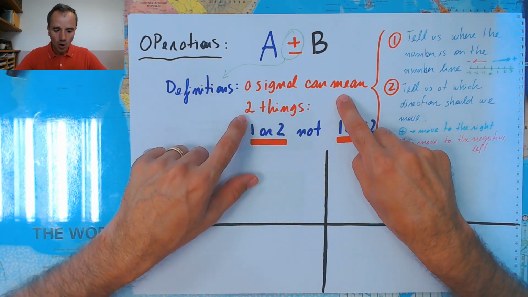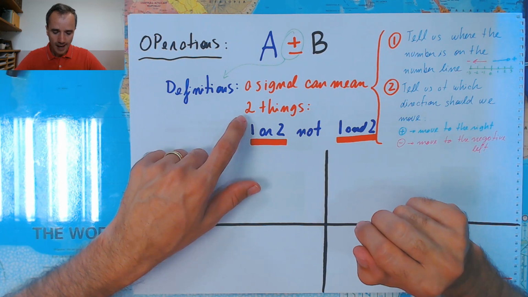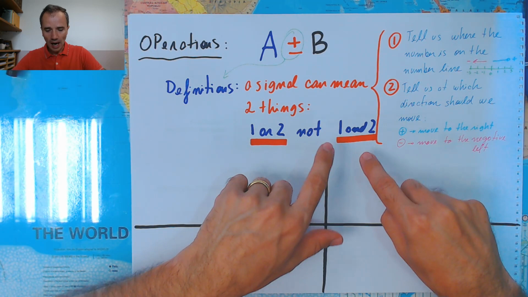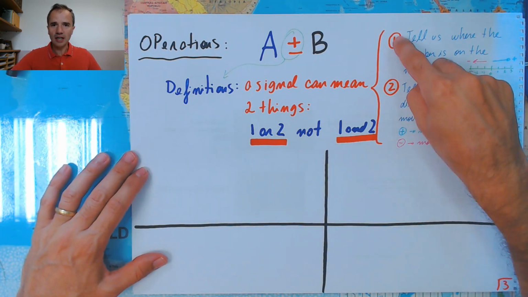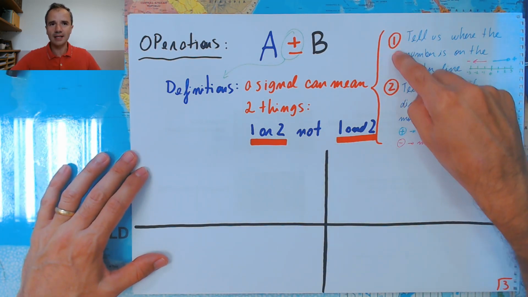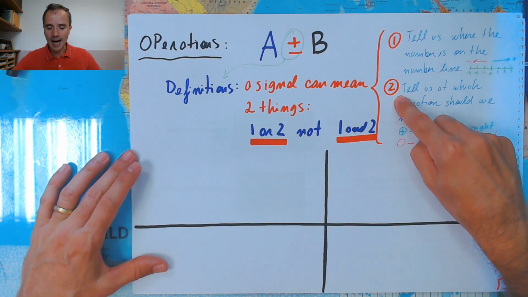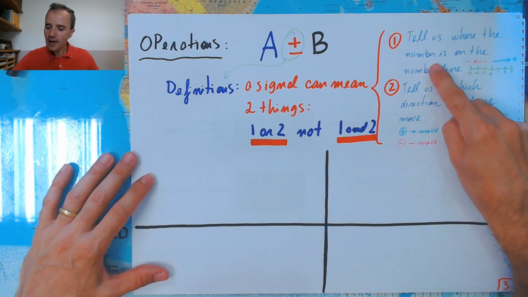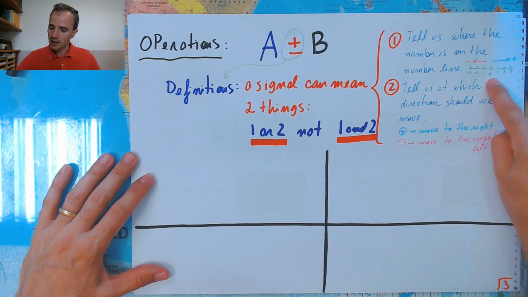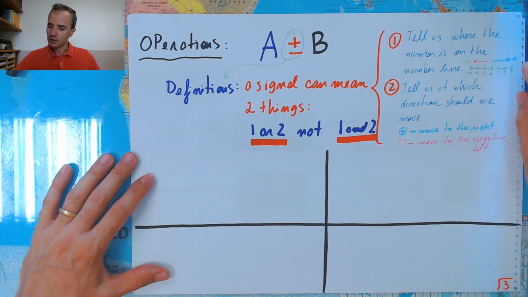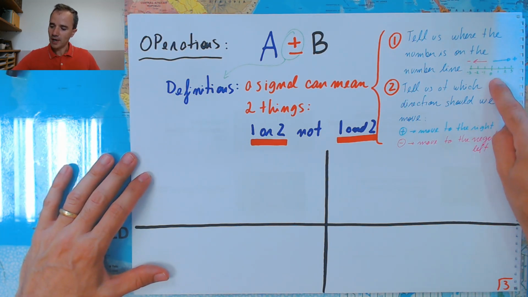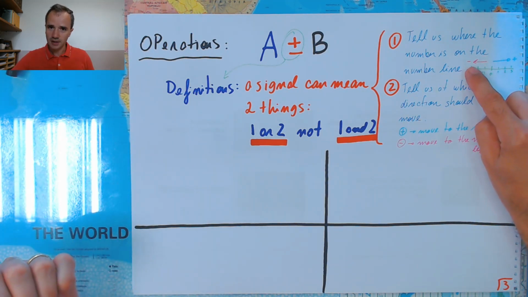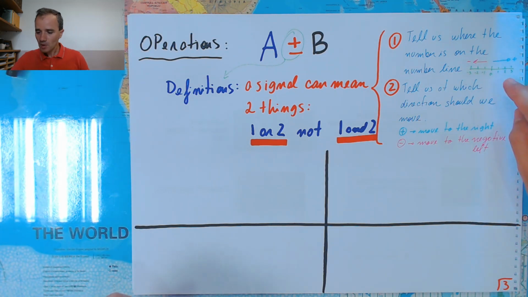A sign can mean two things, 1 or 2. I don't want you to think that the two definitions are going to be used at the same time. They are not. One way to see the sign is this: it just tells us where the number is on the number line. This is the number line. Remember, 0, to the right it is positive, and to the left it's negative. 0, 1, 2, 3, positive.